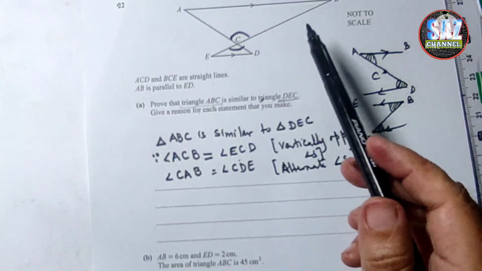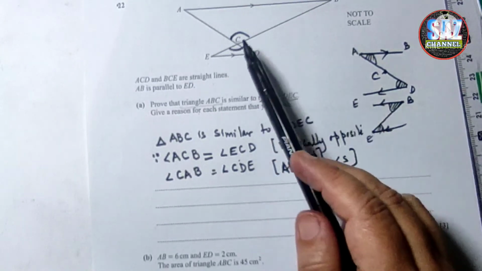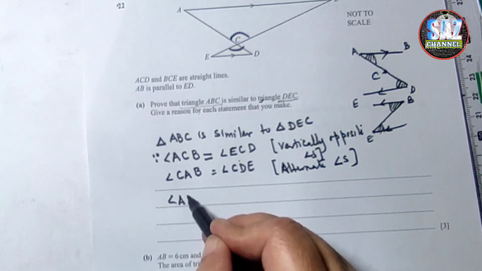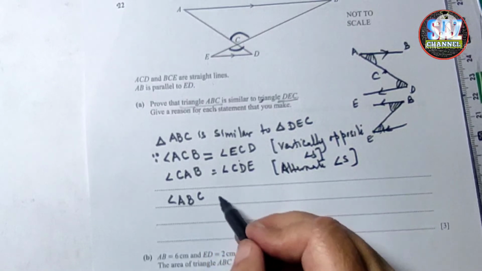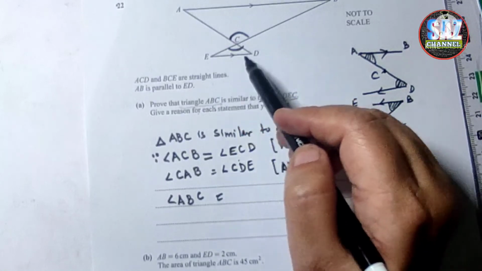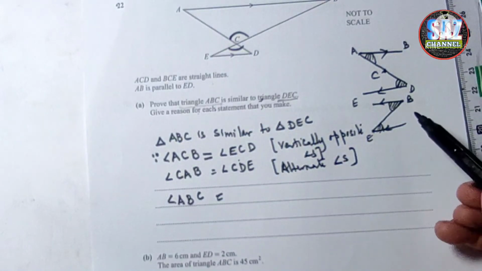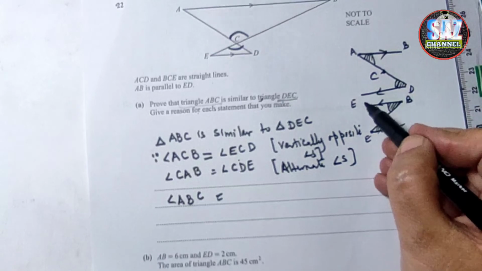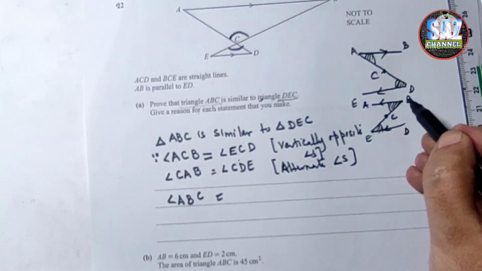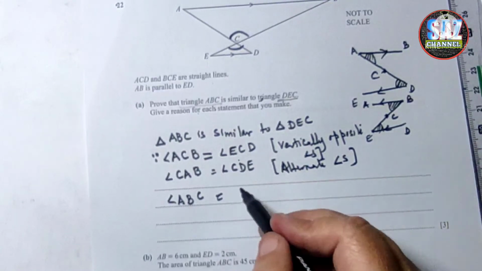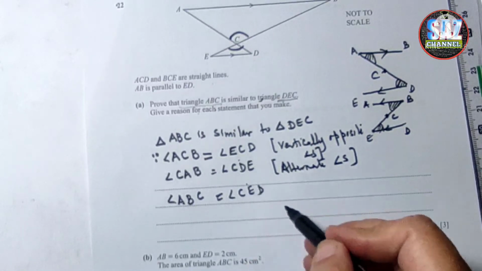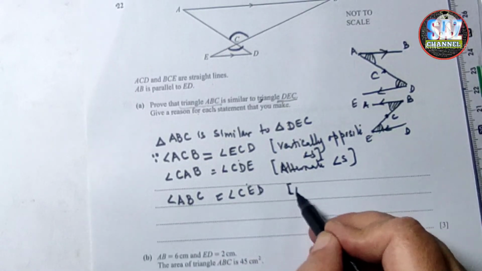And now we have to talk about angle ABC as well. Angle ABC equals CED. Let me mark A here and C somewhere here, ABC, CED, and again the reason is the same, that they are alternate angles.